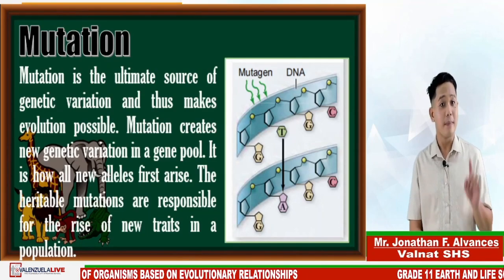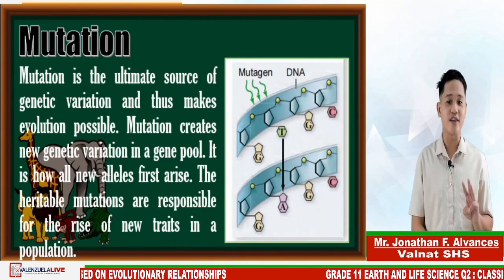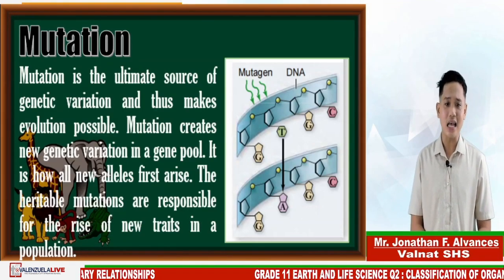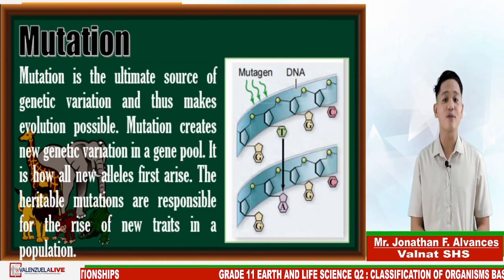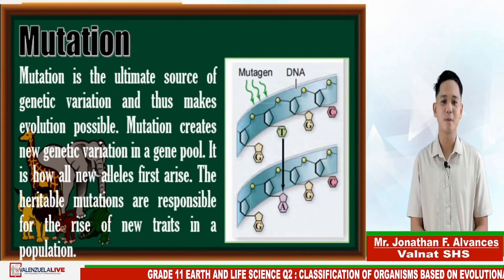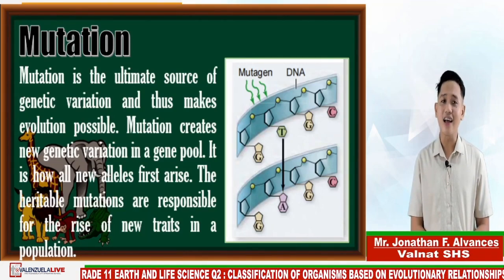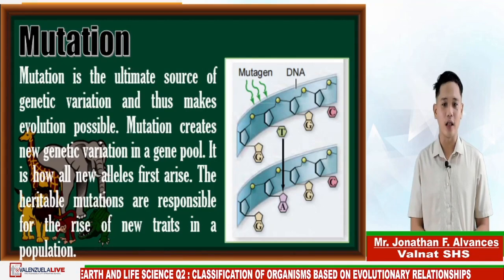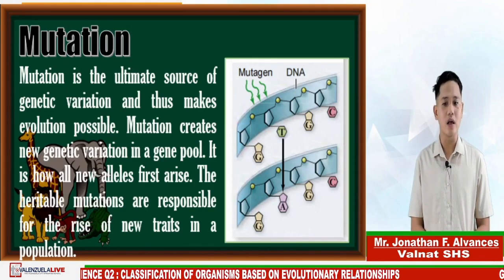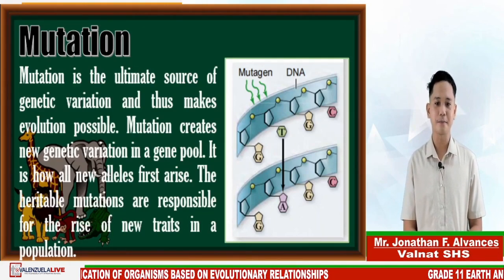Examples are better camouflage, faster swimming, or more efficient digestion. Each of these characteristics is the result of a mutation, or a change in the genetic code. Mutations occur spontaneously, but not all mutations are heritable. The heritable mutations are responsible for the rise of new traits in a population.